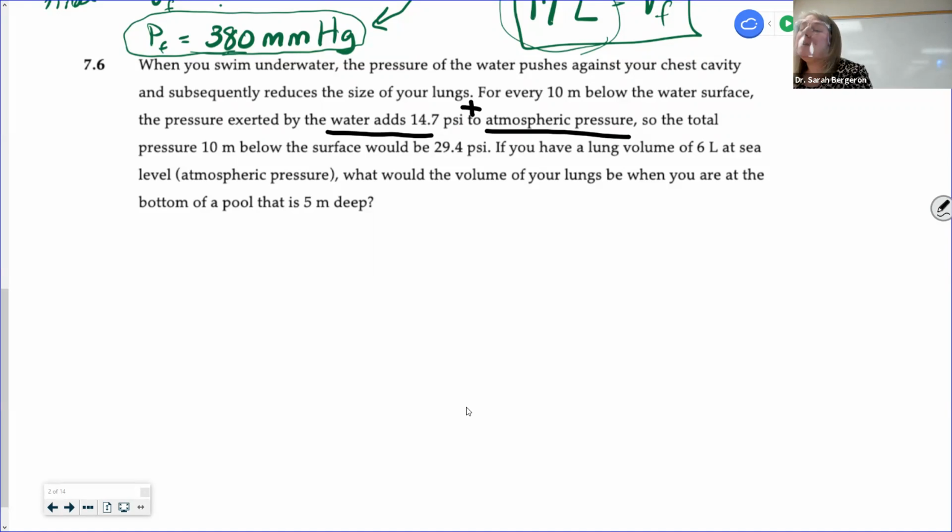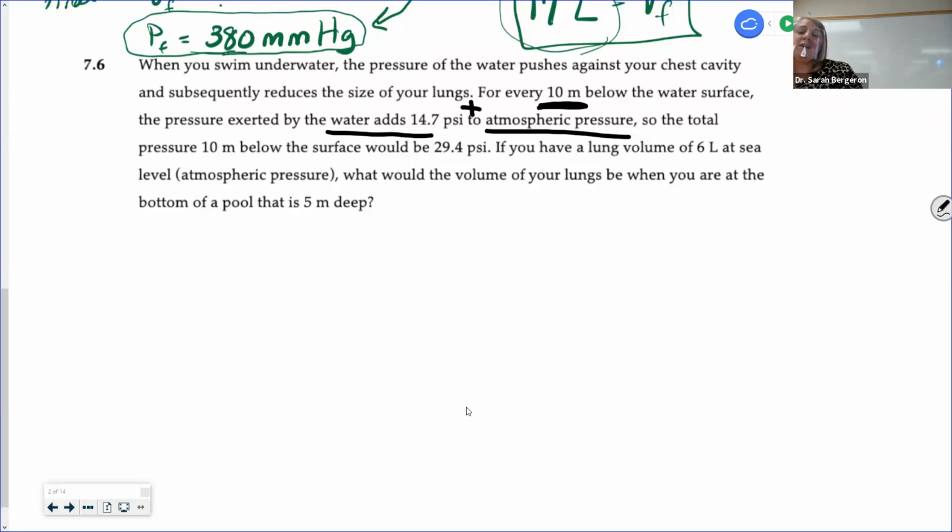Now, you have a lung volume of 6 liters. You're at sea level right now. So basically everybody here has about 6 liters of volume inside of your lungs. What would the volume be of your lungs when you are at the bottom of a pool that is 5 meters deep? Okay, what we're given in the problem is 10 meters.